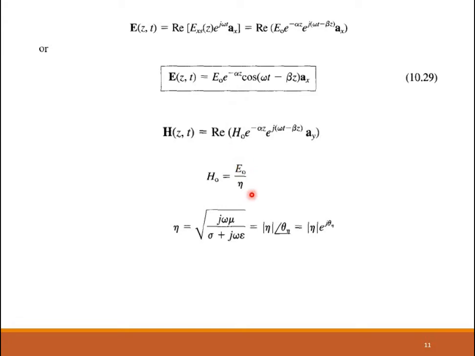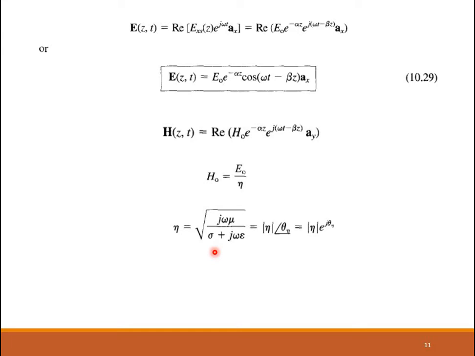Now what you need to know here is, so far we've got the expression for E(z,t) fully, and H(z,t) as the real part. In order to simplify this further, the expression for the intrinsic impedance is also needed. The intrinsic impedance for a lossy dielectric medium is defined using this equation. I'll explain how we got this derivation for the intrinsic impedance.